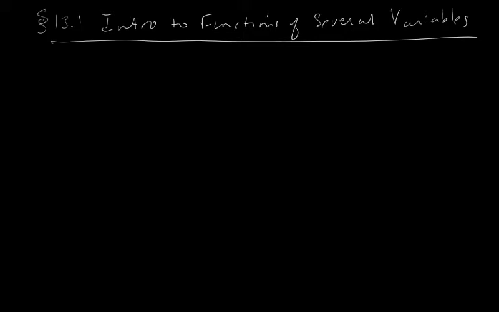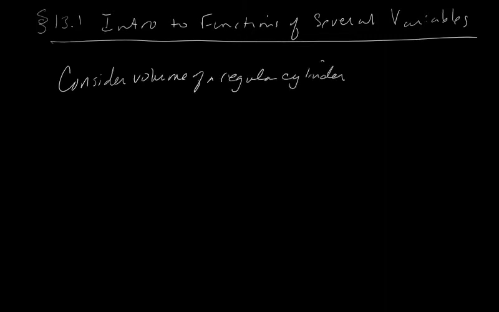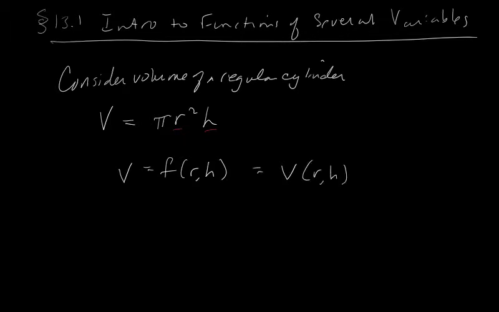A good example of this would be something like a volume. So consider the volume of a regular cylinder. That is given by V is equal to pi r squared h, where r is the radius of the cylinder and h is the height of the cylinder. So the variables here are both r and h, right? So V is a function of r and h, or we could write that as V of r, h. So that's how we're going to be looking at these things.